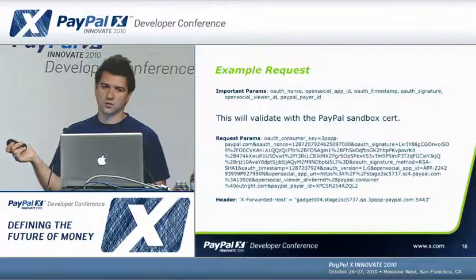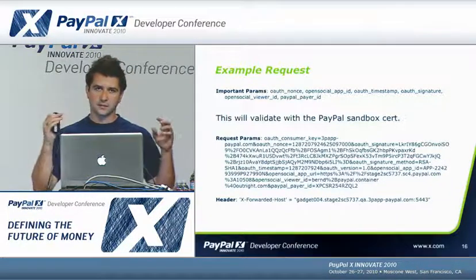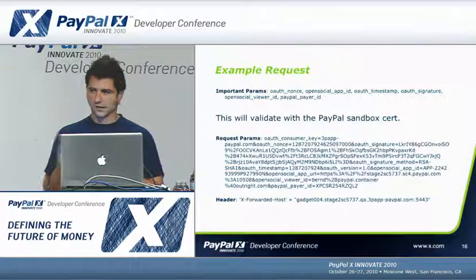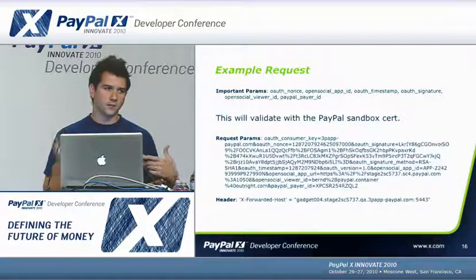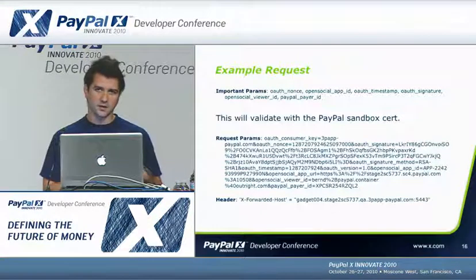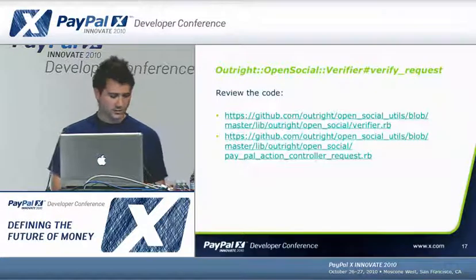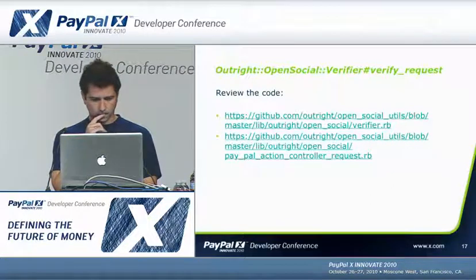And then you have the OAuth signature, where PayPal constructs a string and uses their private key to generate a signature, which they send over. We take the signature, generate the same string, and use their public key to make sure that it's valid. Okay, so let's look through that code real quick.